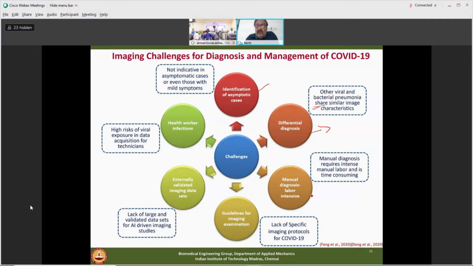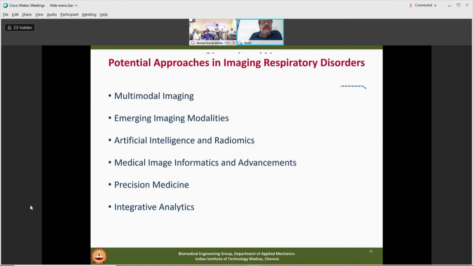Manual diagnosis requires lots of labor. The specific imaging protocols are still not available, and the large databases that we need for AI and other things are not available now. There is also a very high risk of viral exposure for the technicians and front-end healthcare workers. So these are all the challenges.